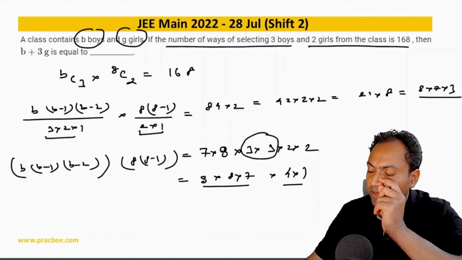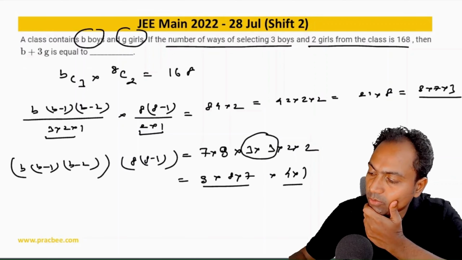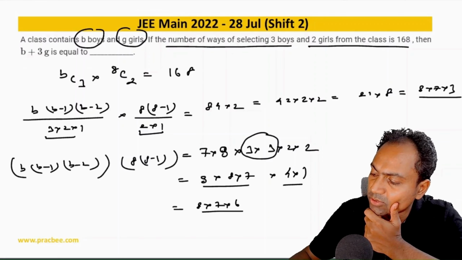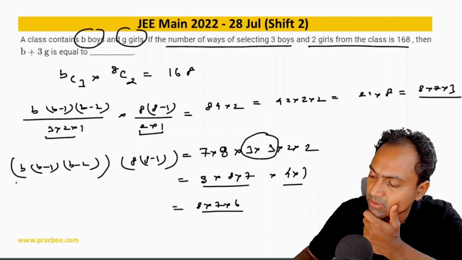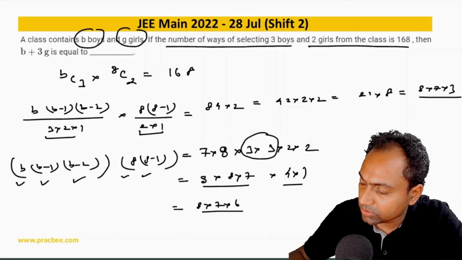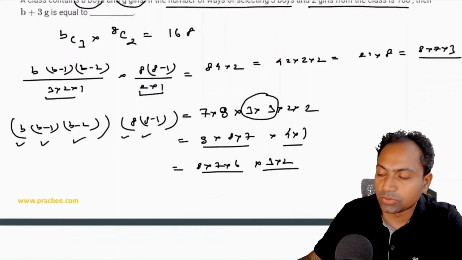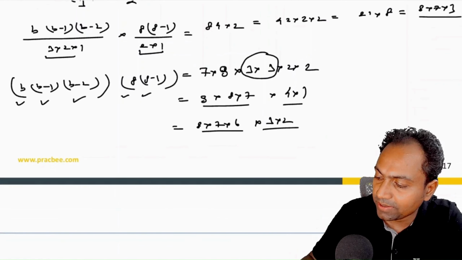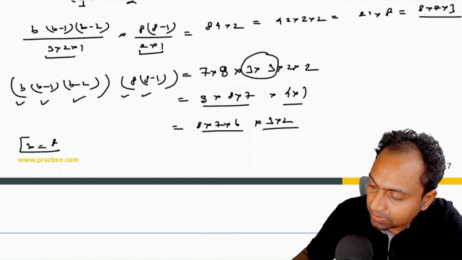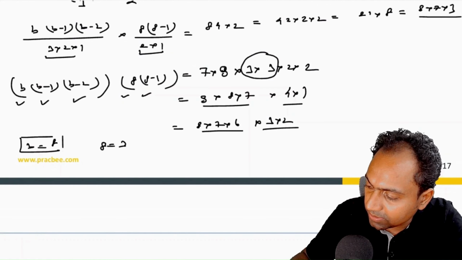Now this will not cut it. So a better way to regroup would be nothing but 8 into 7 into 6. So why am I writing these 3 consecutive numbers? Because if we have B, B minus 1, B minus 2, these are going to be 3 consecutive numbers. And then G into G minus 1, another group of 2 consecutive numbers. If I write it in this manner, what I can see is this and 3 into 2. So if I now compare, a tentative value of B from here can be nothing but 8. And the tentative value of G from here can be nothing but 3.